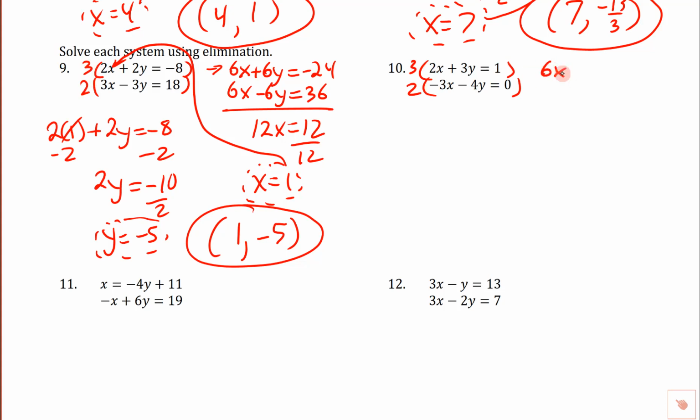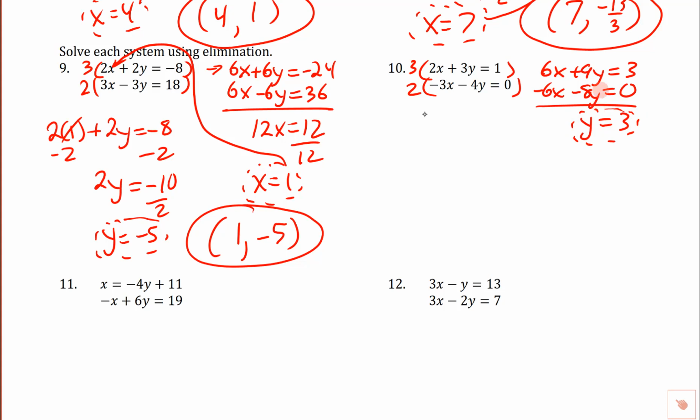This is going to be 6x. This is going to be 9y. That looks like a G, but that's okay. And then on the other one, let's see, we end up with a negative 6x and then negative 8y. That's kind of interesting. And then 0 over here. So let's see. We get no x's, and we get 1y, and we get a 3. So that quickly we know that y is equal to 3.